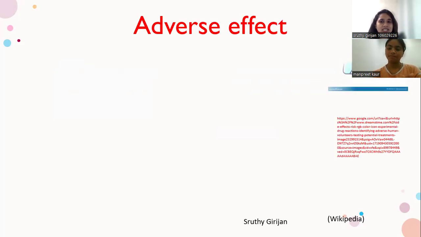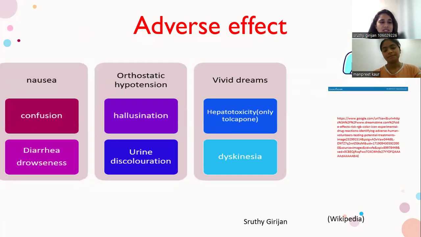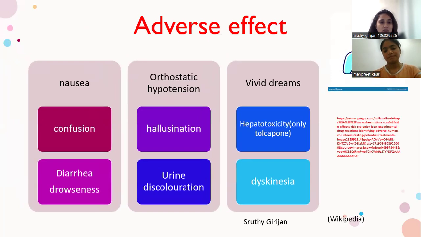Then next is the adverse effects. Adverse effects include nausea, orthostatic hypotension, vivid dreams, confusion, and hallucination. Then, as we said already, hepatotoxicity is the main adverse effect, which we can see in those patients taking tolcapone. Then, diarrhea, drowsiness, urine discoloration, and dyskinesia.